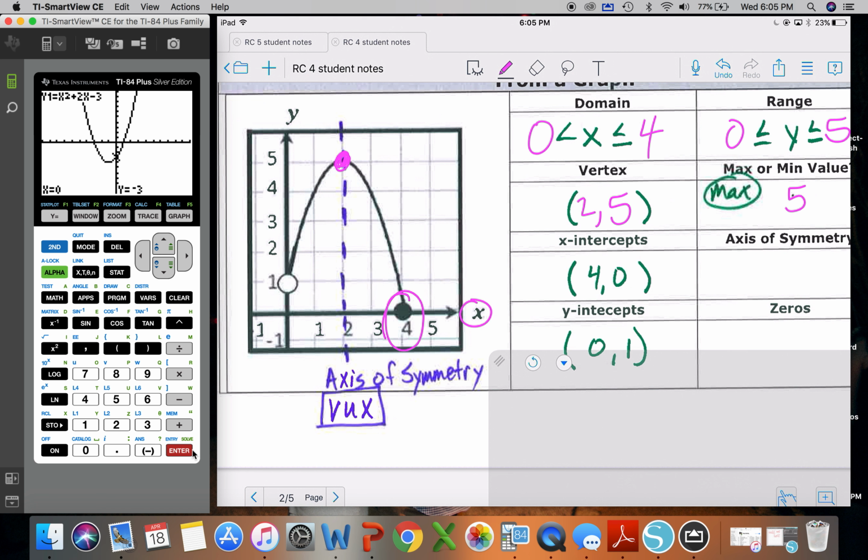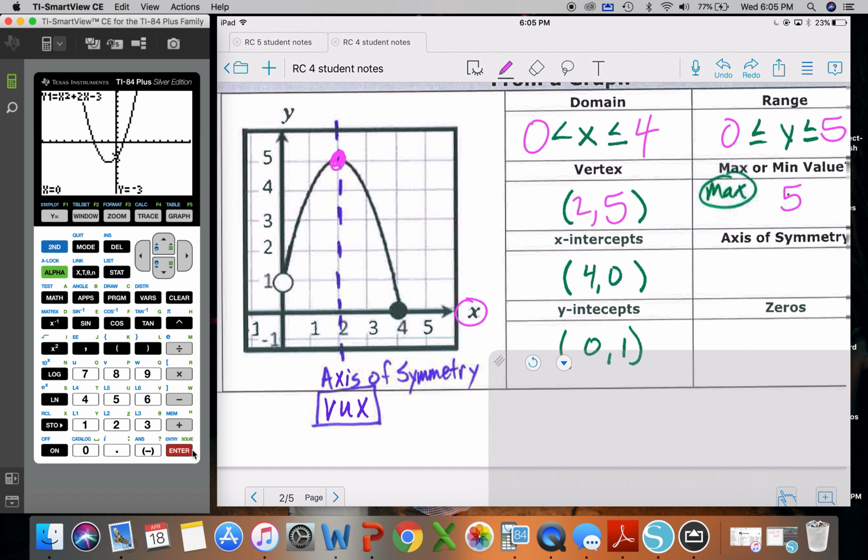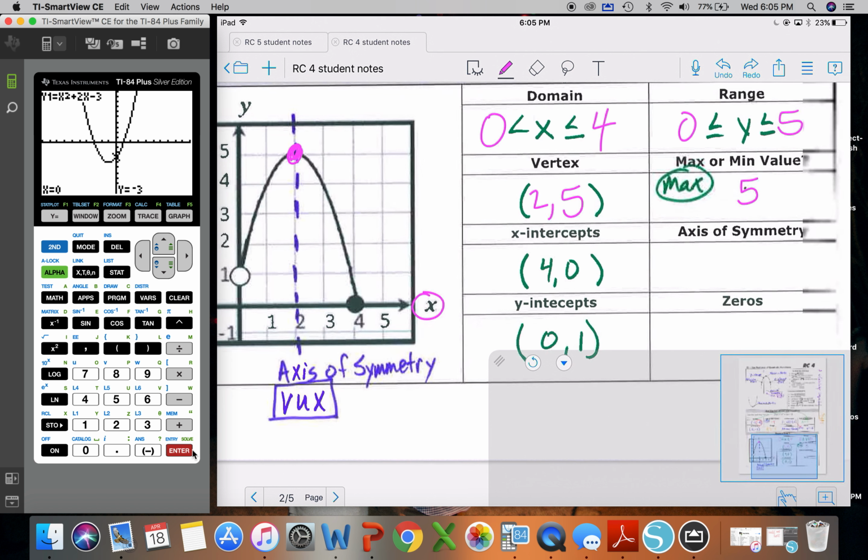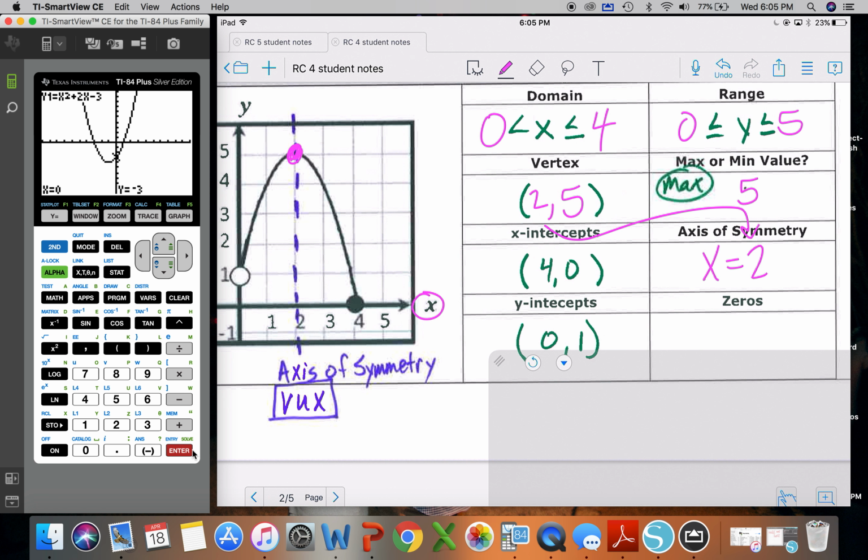My x-intercept is the point (4, 0) because that's where it crosses the x-axis. My y-intercept is the point (0, 1), because that's where it crosses the y-axis. My axis of symmetry is always x equals the x from your vertex, so x equals 2. And the word "zero," again, remember, just means your x-intercept as a number, not a point. So x equals 4 would be the zero of the function.